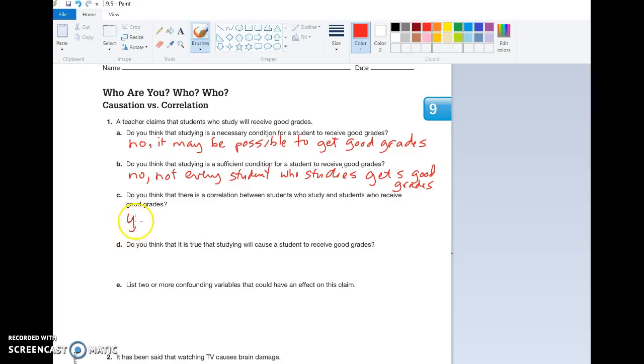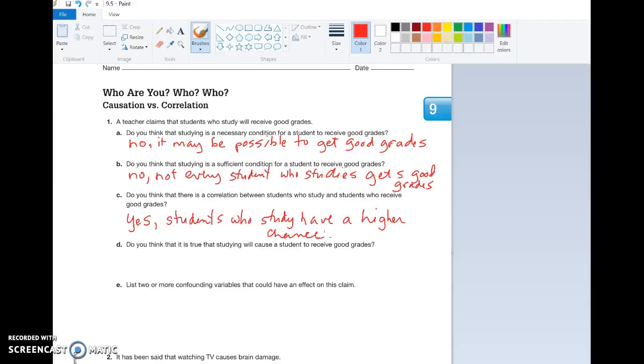Yes, there's definitely a correlation. Often, students who study have a higher chance, okay? And then the next question, do you think that it is true that studying will cause a student to receive good grades? Meaning, if I study, then for sure it's going to cause me to get good grades. What do you think?